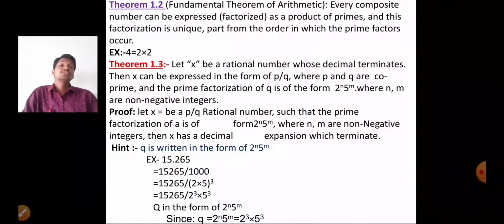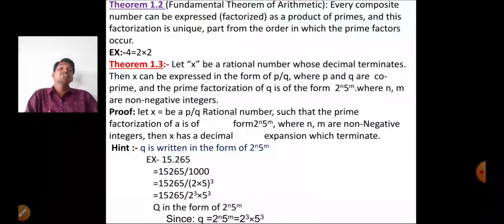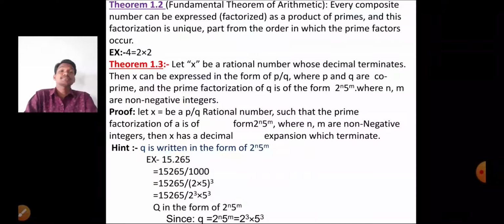So let's do the proof of 1.3. Let x be a p by q rational number such that the prime factorization of q is of the form 2 to the power of n, 5 to the power of m, where m, n are non-negative integers. Then x has a decimal expansion which terminates. Hint: q is written as 2 to the power of n, 5 to the power of m. An example is given here.